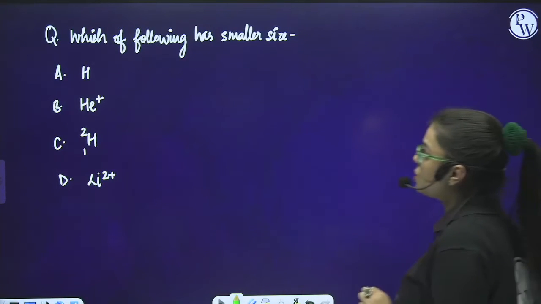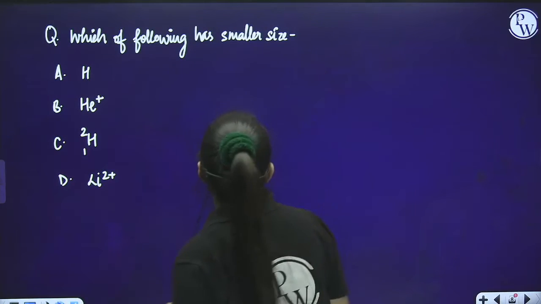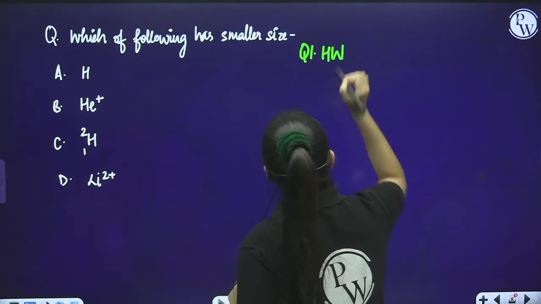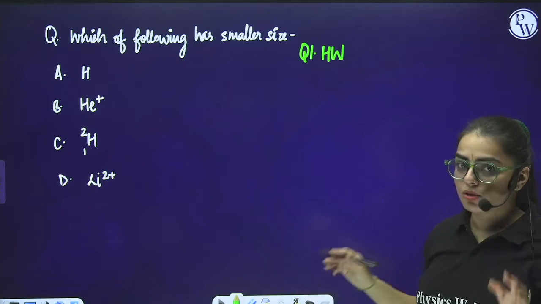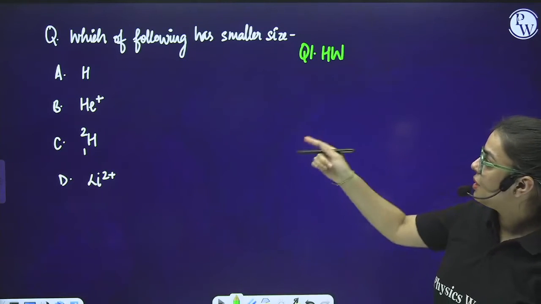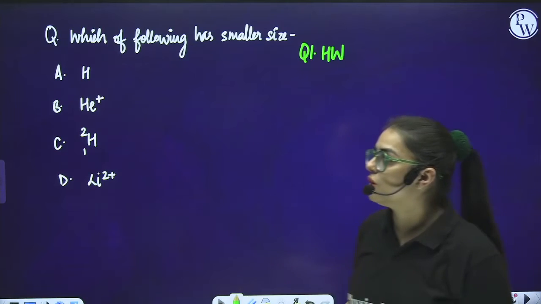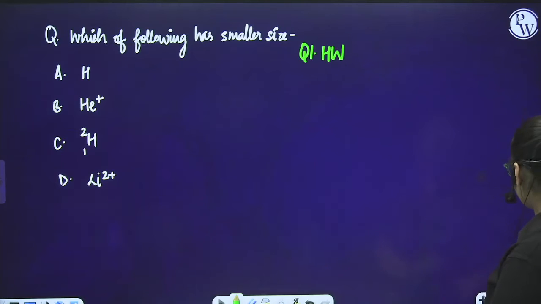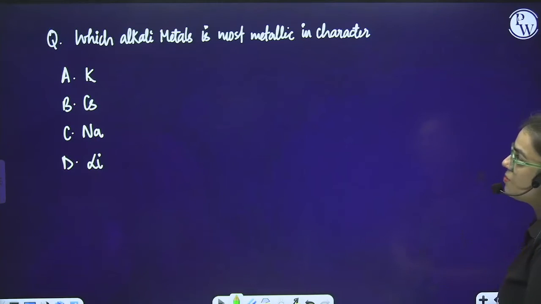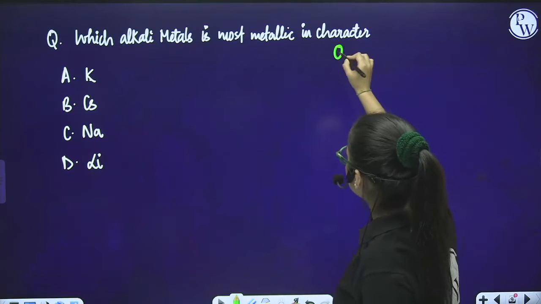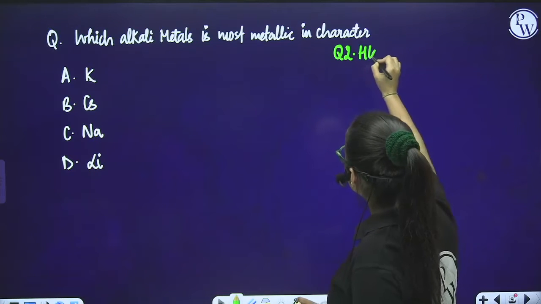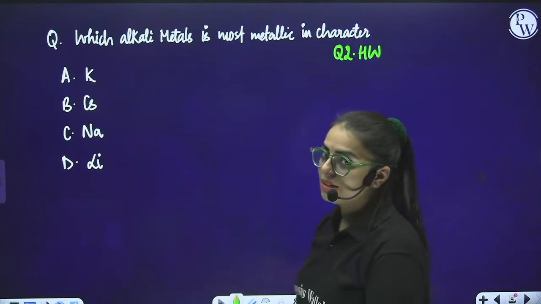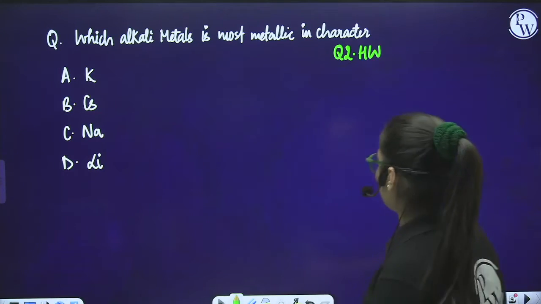Let's see the next question. Which of the following has the smaller size? Now, this question, students, is your first homework question for today's class. We have done one question earlier for the size concept, the order of size. Now, this is for you. I guess you all have written this. That's great. Now comes the next one. This is also your second homework question for today: which alkali metal is most metallic in character?